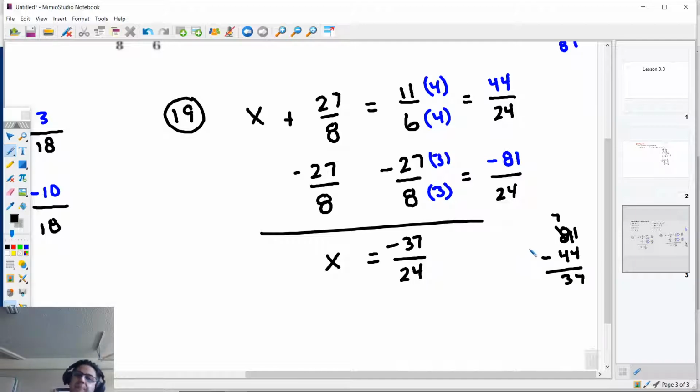So that is our improper fraction. Cannot reduce it because 37 is not going to be nice and neat there. One thing we want to continually remind our students, though, is the mixed number answer. So I'm going to erase this just for a little bit of room.